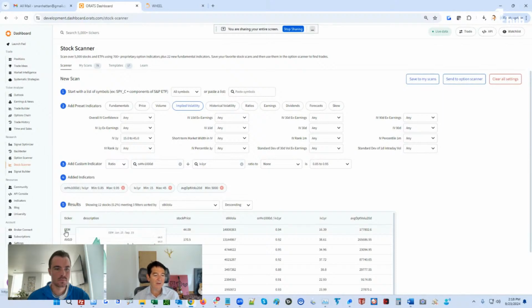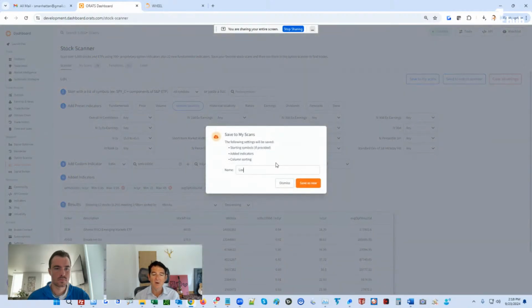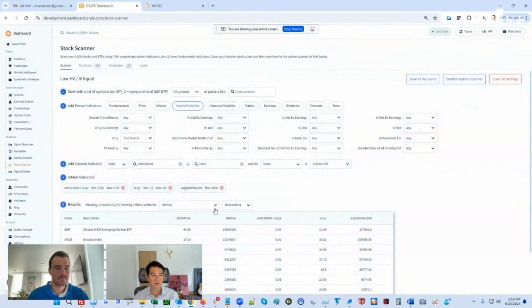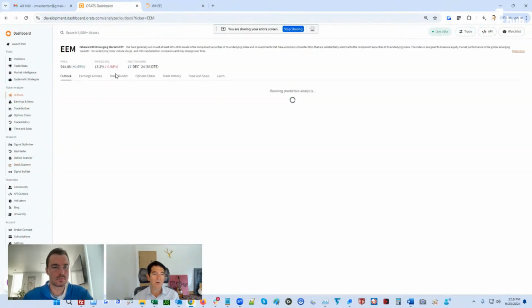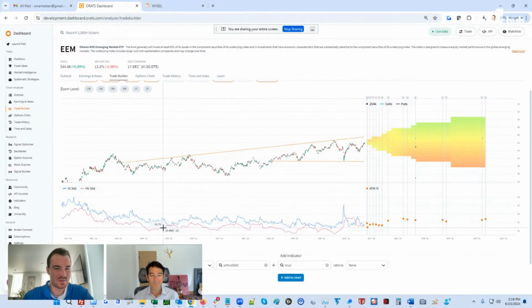So now if we look at EEM, and we could save this. So we save this to my scans, and these are the low HV to IV liquid stocks, right? Because it has a lot of trading. So let's look at EEM, and let's look at the trade builder like we were talking about for SPY. Do you see something different about this one, Tyler? Yeah, it actually looks like that trope you were talking about, where it's lower. Right. So this would be a stock that you would perhaps do better with this kind of selling strategy here.